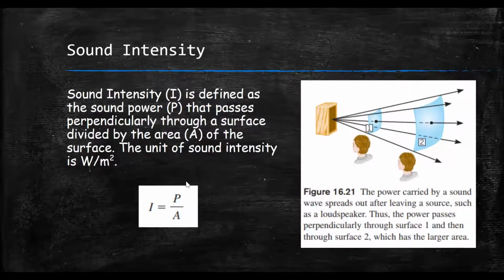Sound intensity is defined as the sound power that passes perpendicularly through a surface divided by the area of the surface. The unit of sound intensity is watt per square meter. Given this formula, I is equal to P over A, where P is the sound power and A is the area.